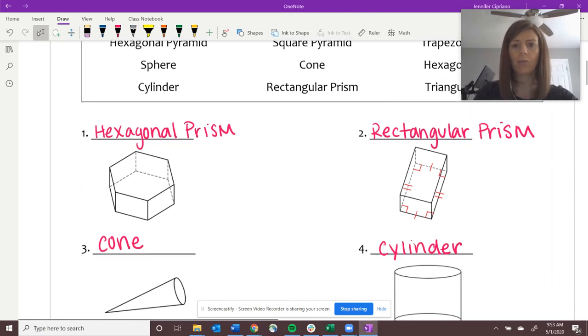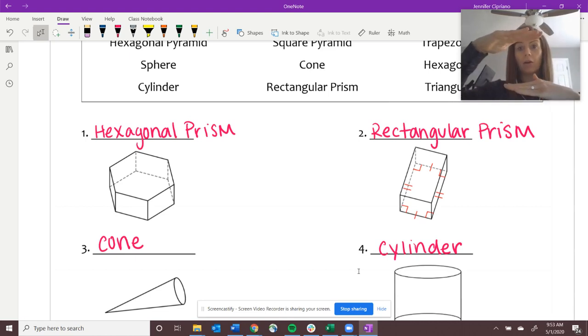All right, so the first part, you were just labeling the different types of solids. A few of these that I want to talk about. Number one is a prism because its sides are rectangles and it has those two parallel bases. Remember that with a prism, you have two bases and those are connected by rectangles.